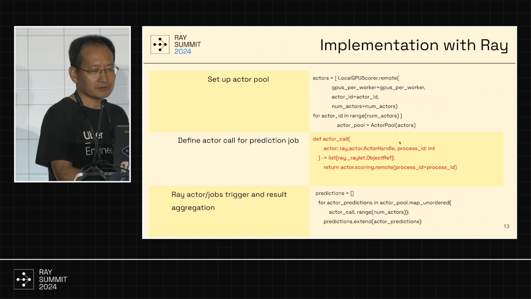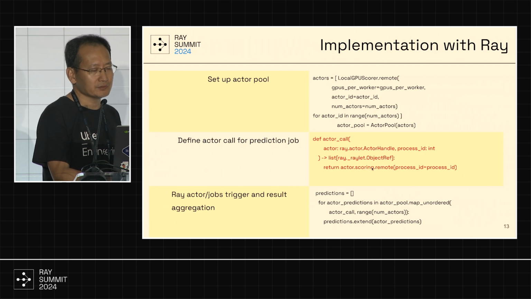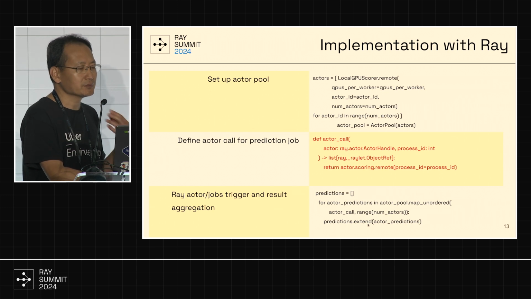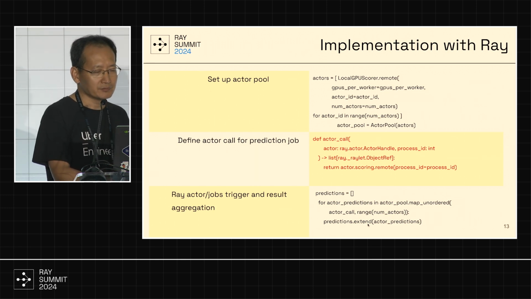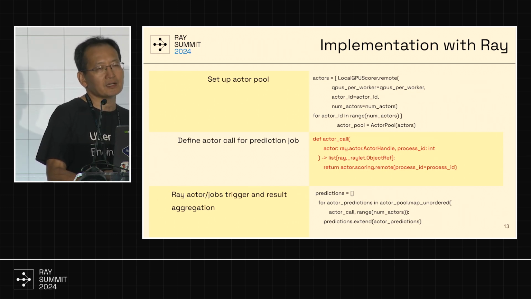Then you can define the actor call for the prediction job. Basically you want to define what you're going to run on each of the actors. This one is something like scoring, which you're going to define. Then you can trigger it, and pull the result to the Ray head. You can also choose to upload the result from each of the nodes. This is basically straightforward. The good thing is, as I mentioned, the online-offline consistency.